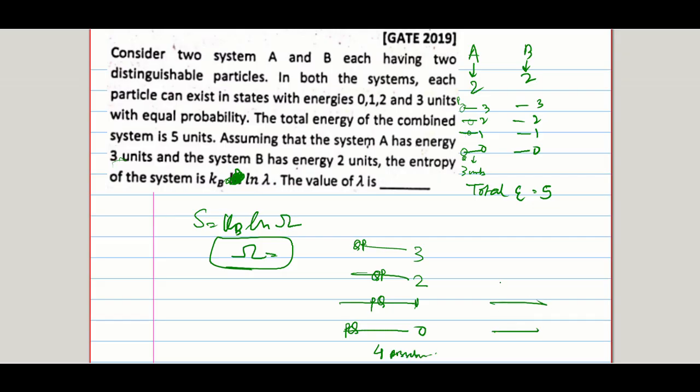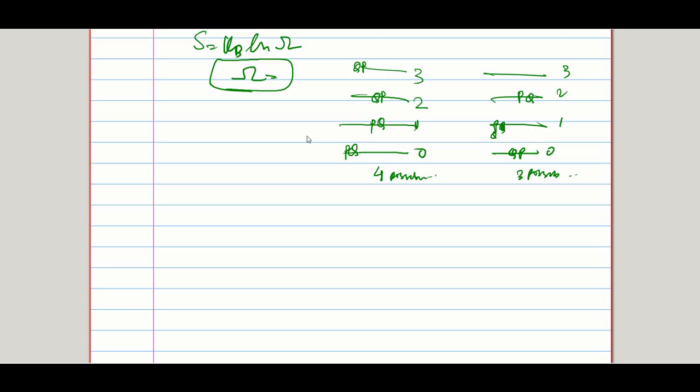Now in system B, with levels 0, 1, 2, 3, the total energy is 2 units. So the possibilities are P and Q in three arrangements. There are no other possibilities. So there are three possibilities in total. So what is the total number of microstates? It's 4 into 3, so 12. So lambda is 12.